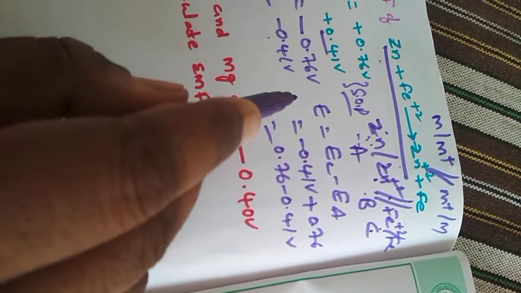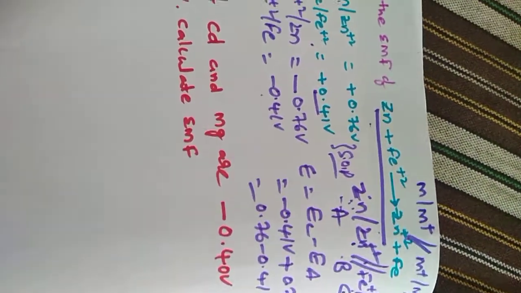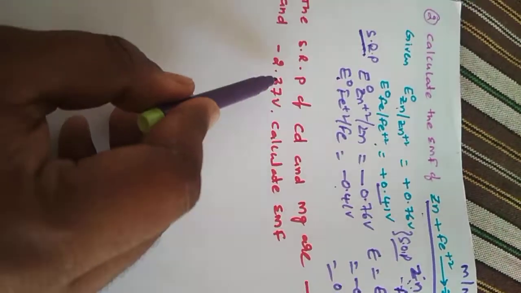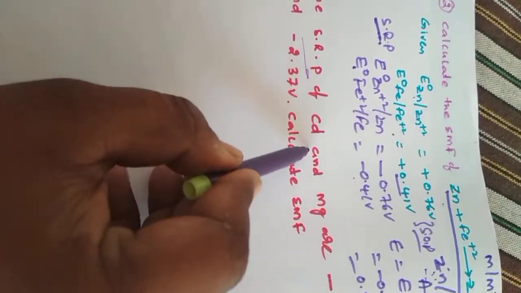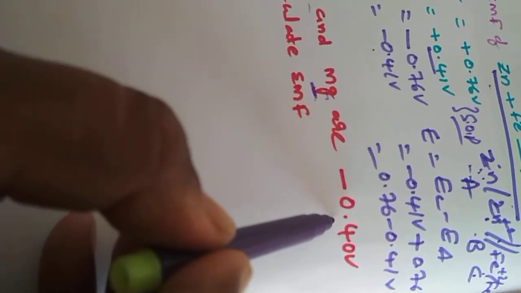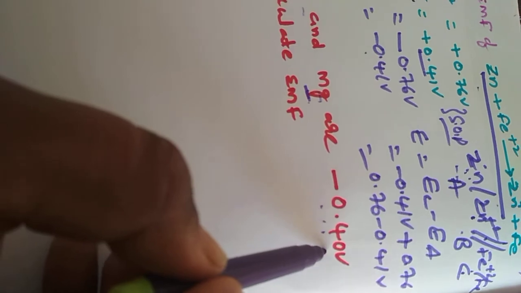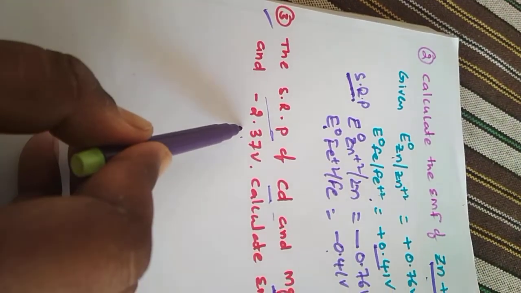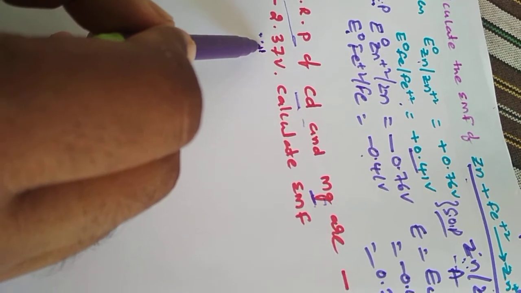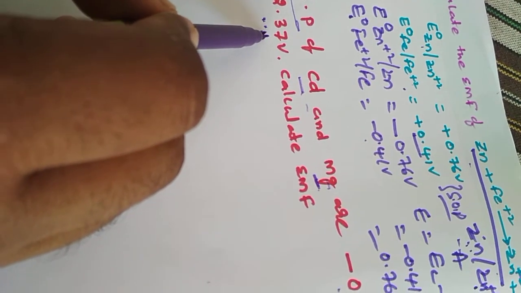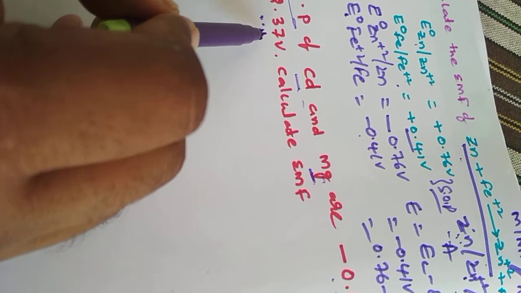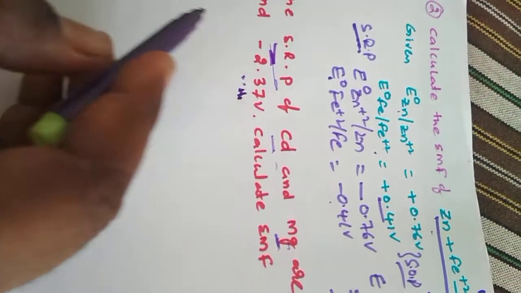This is another model. Now the third model: in this problem, no cell formation was given. The SRP values of cadmium and manganese are minus 0.40 volts and minus 2.37 volts. How can you calculate the EMF? We don't know what the cell formation is, or which is the cathode and which is the anode, but we are given the SRP values.